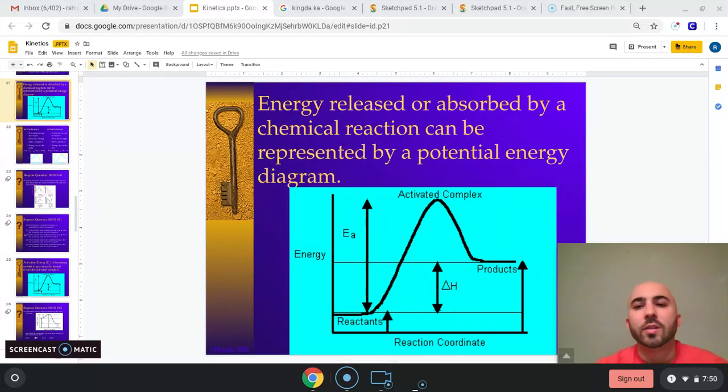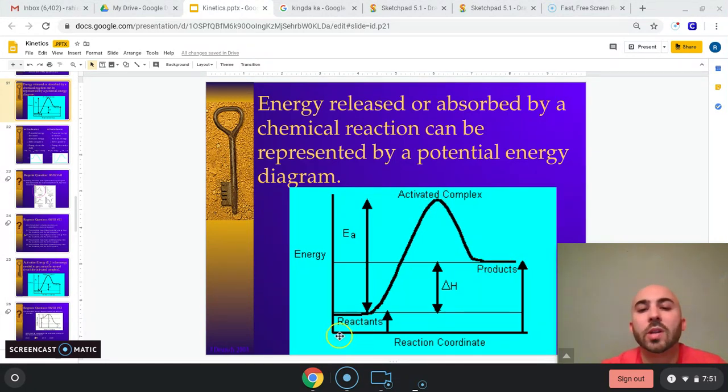Hi, everyone. Today's lesson is about potential energy diagrams. If you're describing how a reaction will proceed, you can use a potential energy diagram. I have one here for you right now. You have reactants, and they have a certain amount of energy, and then they follow this pathway until they get to the products.